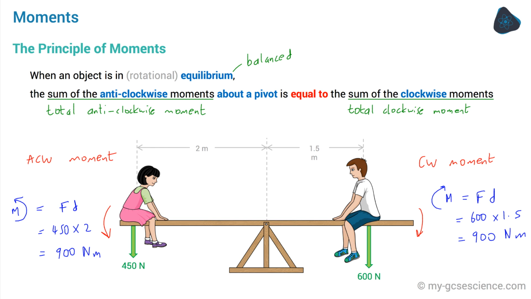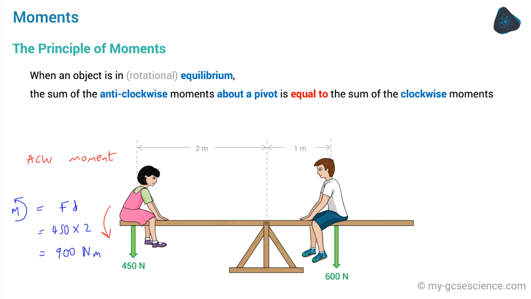What we can see here is that the total anti-clockwise moment about the pivot is equal to the total clockwise moment. Together, they cancel one another out, and the seesaw will be in equilibrium. What happens though if the boy suddenly decides to move closer to the centre of the seesaw? By doing so, he decreases the perpendicular distance between the line of action of his weight and the pivot, and the clockwise moment he exerts decreases to 600 newton meters. Because the anti-clockwise moment exerted by the girl is now greater than the clockwise moment exerted by the boy, the principle of moments no longer applies here, and the seesaw will rotate anti-clockwise.